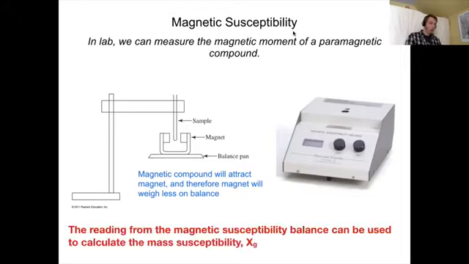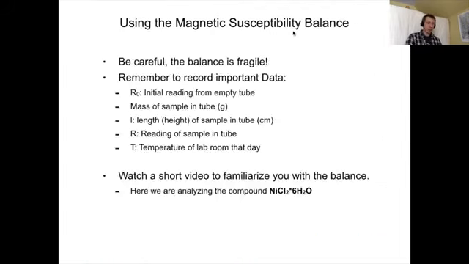All right. So the reading that we get from this device, our balance, we'll then use through some calculations to calculate what we call the mass susceptibility, the amount of the magnetic ability per gram or per unit mass of our compound. So whenever we use the magnetic balance, it's important to be careful. The balance is very fragile and costs about between $5,000 and $7,000. So we do want to be gentle with it.